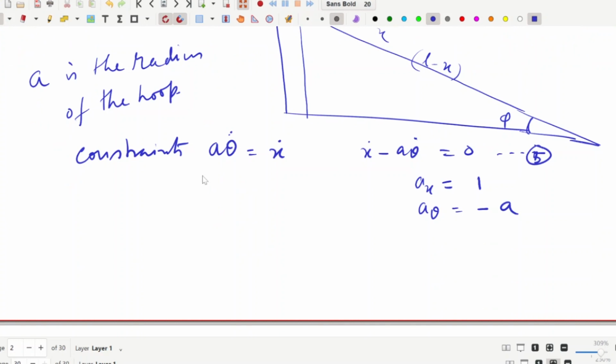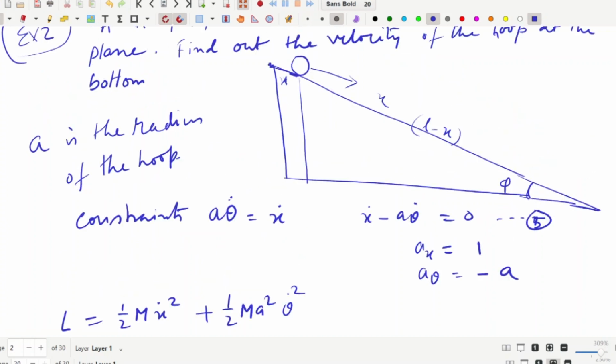Okay. And now we need to know the Lagrangian. So, the Lagrangian will have, if m is the mass of the hoop, half m x dot square, the kinetic energy for the translational motion, and the kinetic energy for the rotational motion, half m a square theta dot square, and then minus the potential energy.